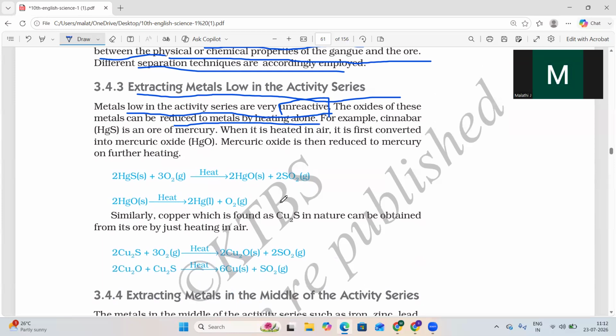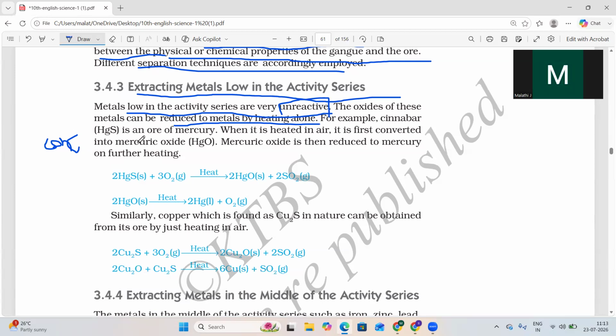The first step, whatever the reaction involved, is enrichment, that is, concentration of ores. Concentration of ores is the removal of sand and mud particles, which is nothing but gangue particles. Removal of these sand and mud particles is the first step for all metals in the reactivity series. The mud and sand particles present on the ore we have to remove first.